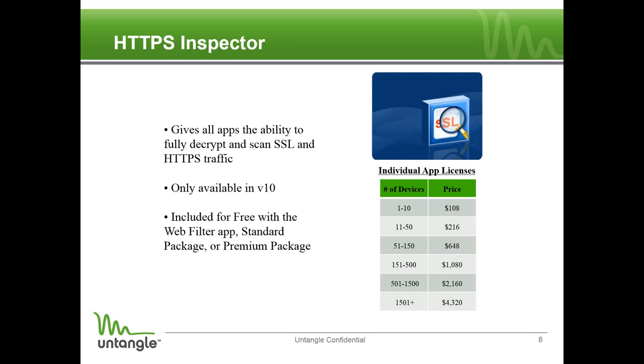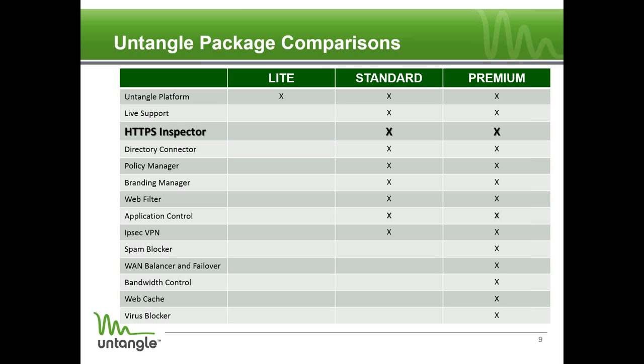Our latest version of Untangle is version 10, and our HTTPS Inspector is only available on that current version because the older versions did not include that module. A couple of things to note as well is that when you get our web filter, which is a pay-for application, the HTTPS Inspector is included with that, in addition to our standard package and our premium package that we offer. As far as those different pieces are concerned, when you get an Untangle or if you download us to try us out, you can see that our light package is kind of our platform.